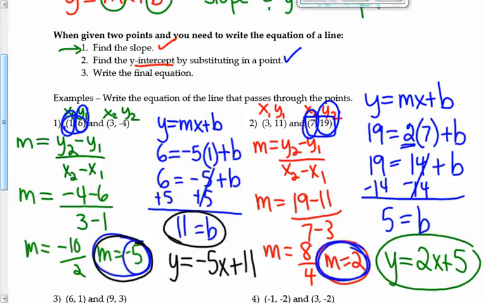So you can write an equation whether you're given a point and a slope, or whether you're given 2 points. You just have to find the slope first. There you have it. Practice it on your own.